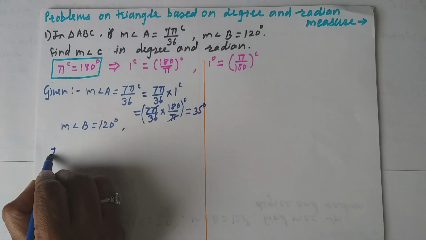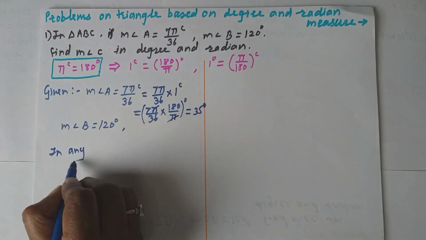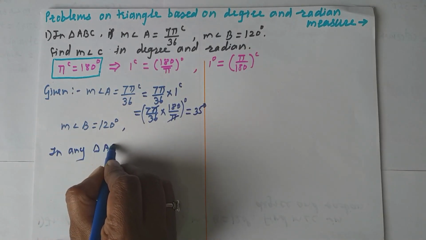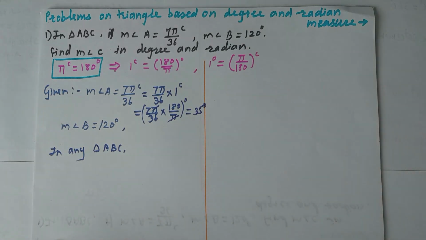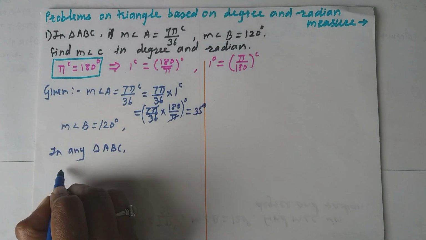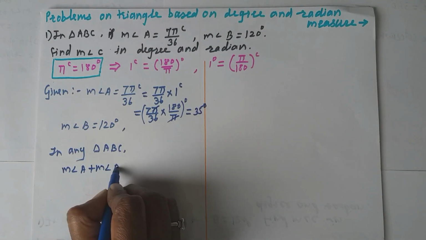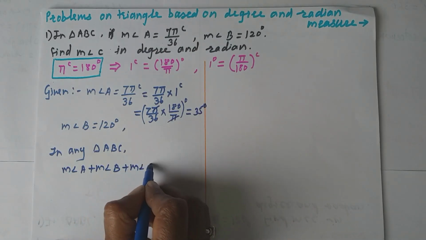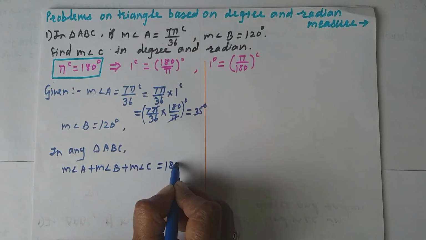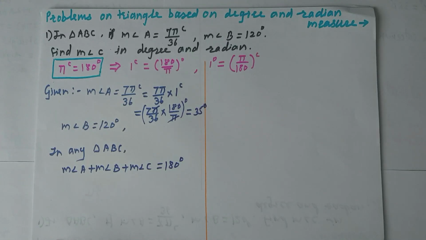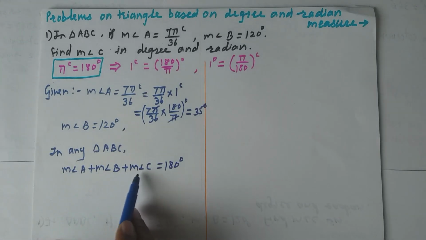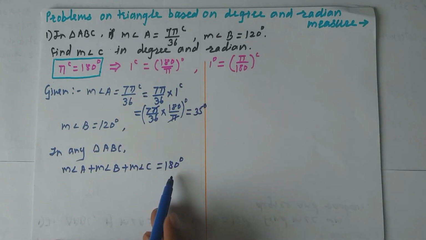Then you know one of the properties of a triangle. What is that property? In any triangle ABC, the sum of all the three angles of a triangle is always 180 degree. We will use that property. Measure angle A plus measure angle B plus measure angle C is equal to 180 degree. This property you have learned in your high school level, that is in your 9th or 10th standard. That is, the sum of all the three angles of a triangle is always 180 degree.